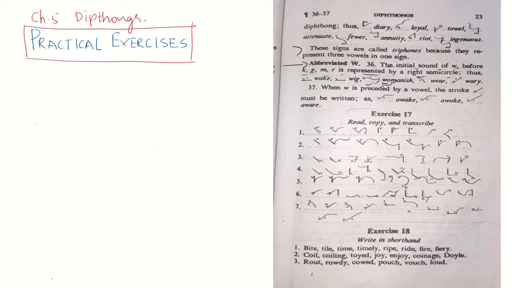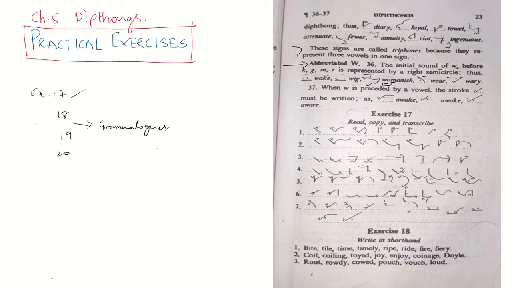chapter. So we have four exercises here, exercise 17, exercise 18, and exercises 19, 20. In between 18 and 19 we have grammar locks. I'll discuss grammar locks also very briefly now. Now let us see 17.